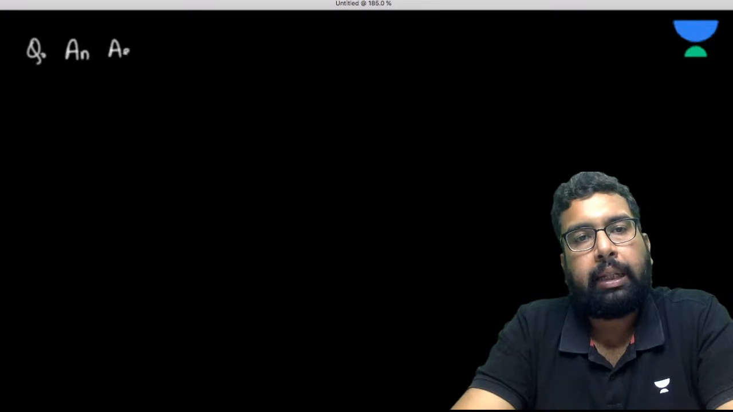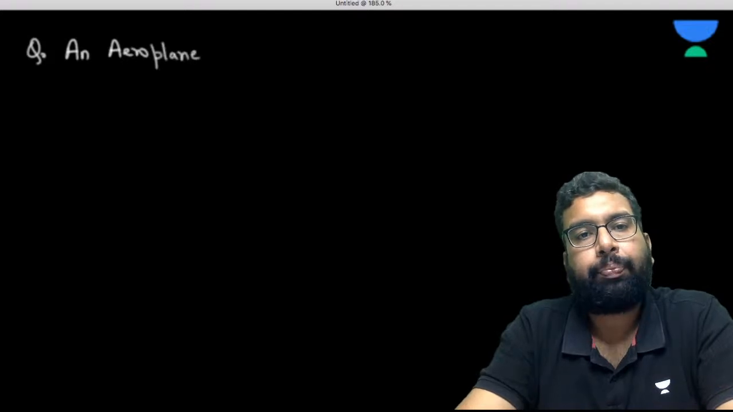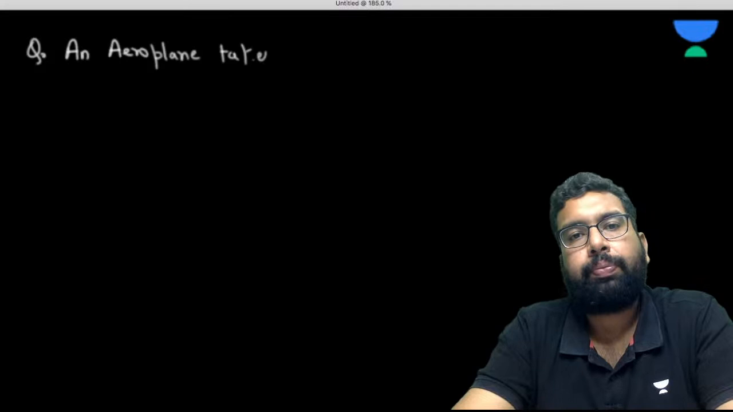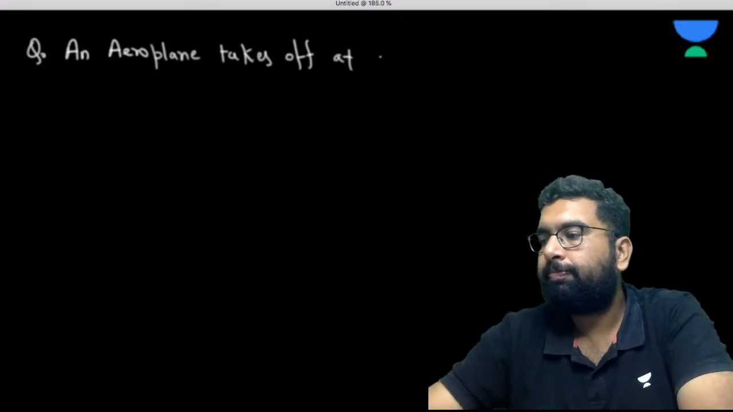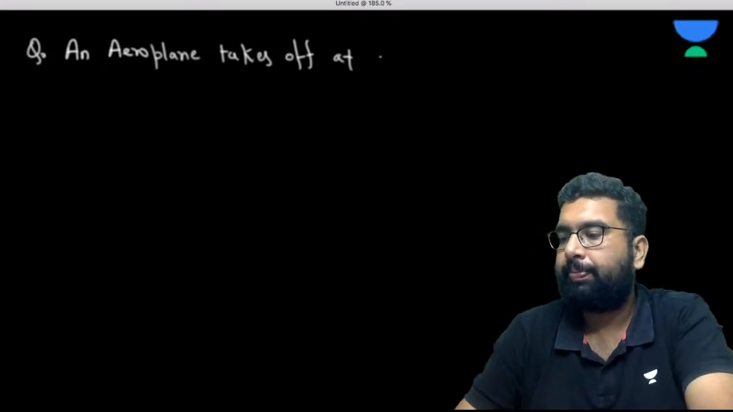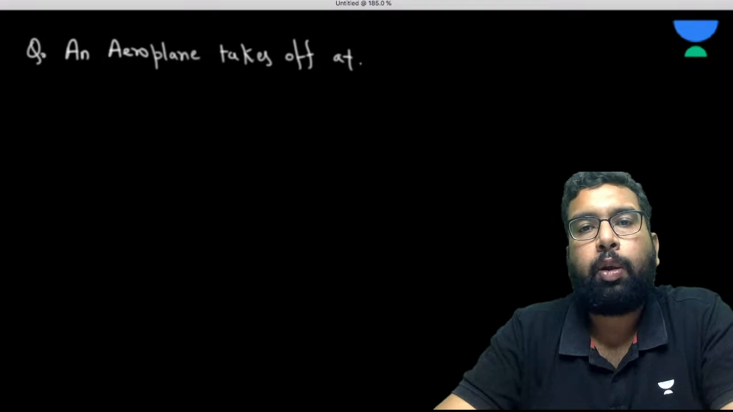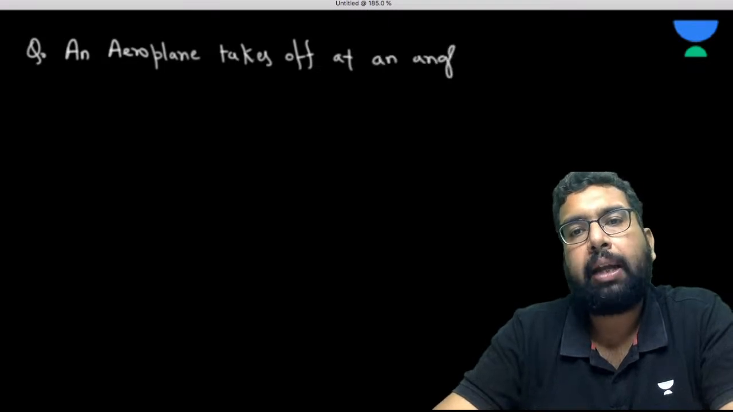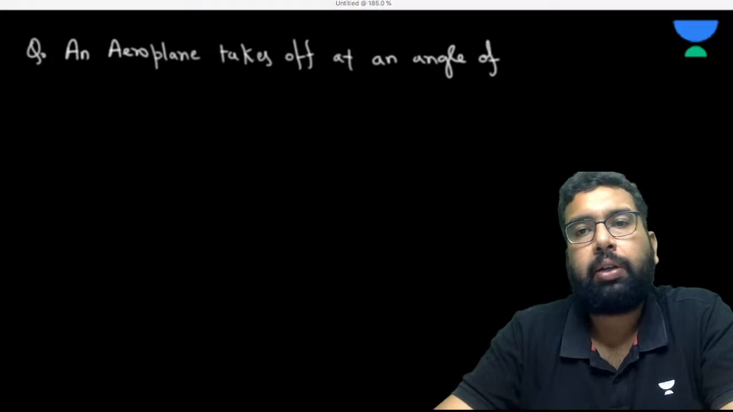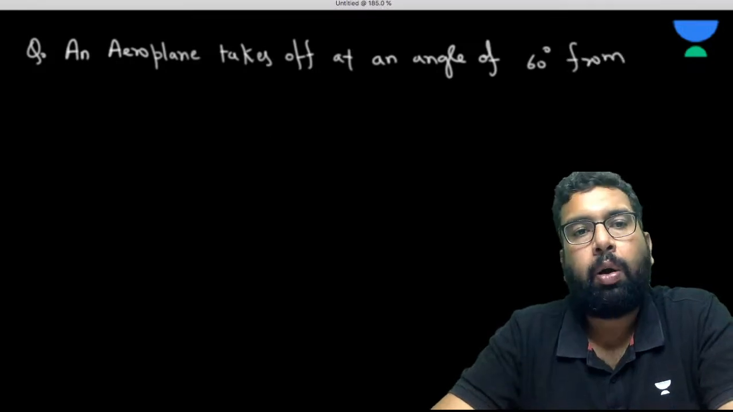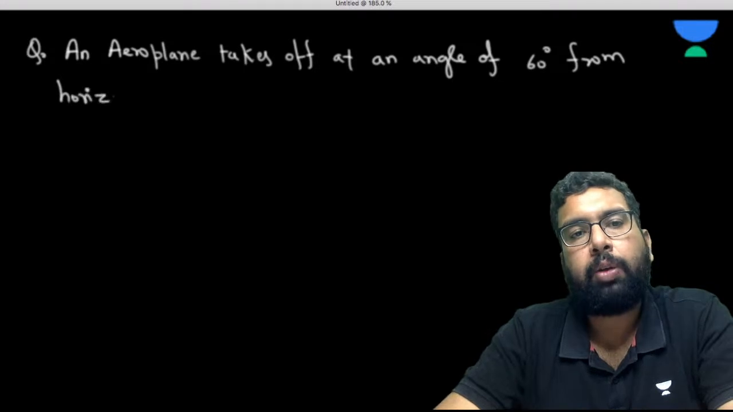An aeroplane takes off at an angle of 60 degree from horizontal.